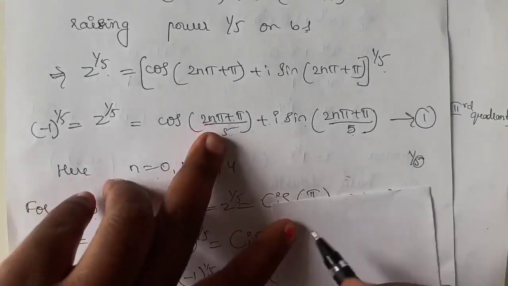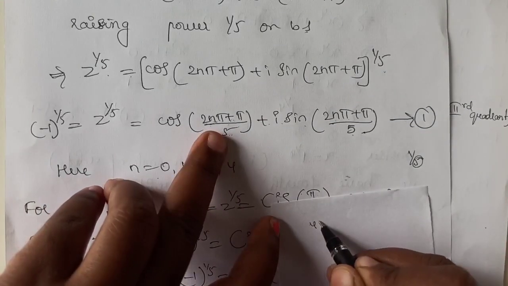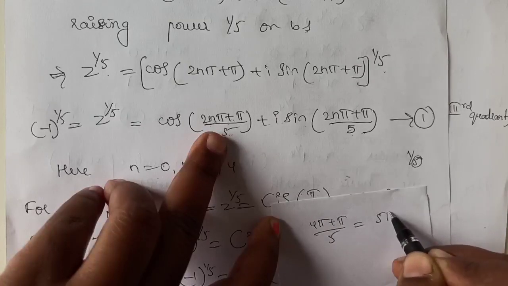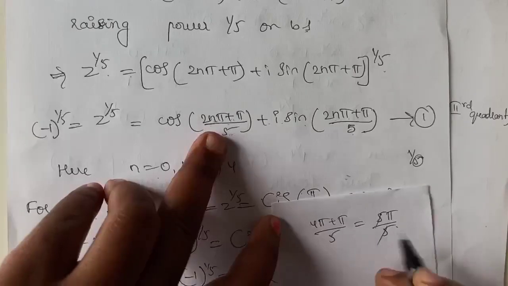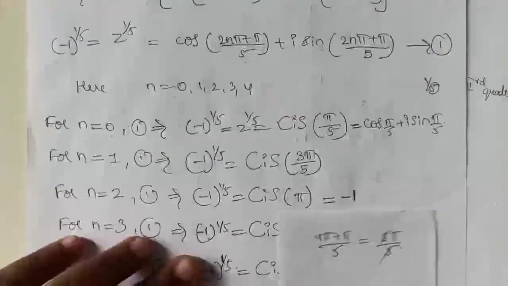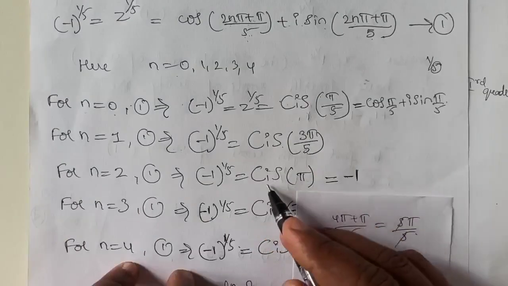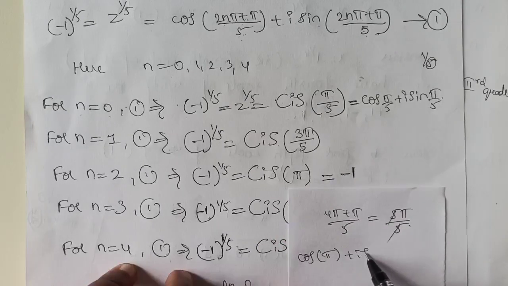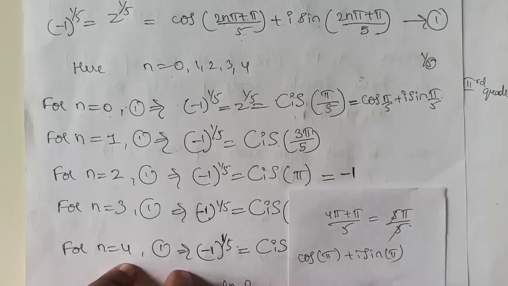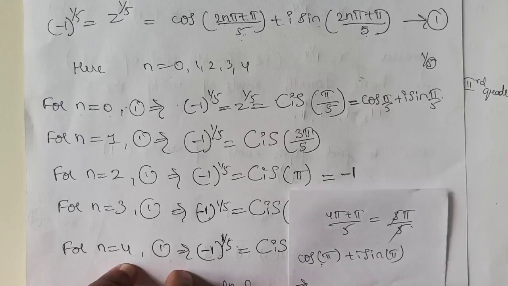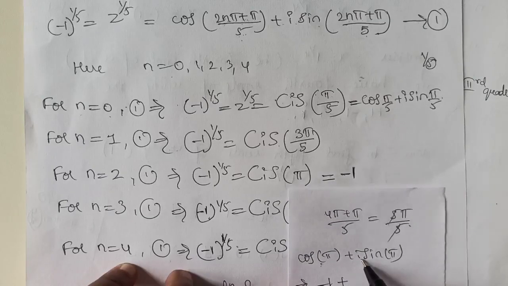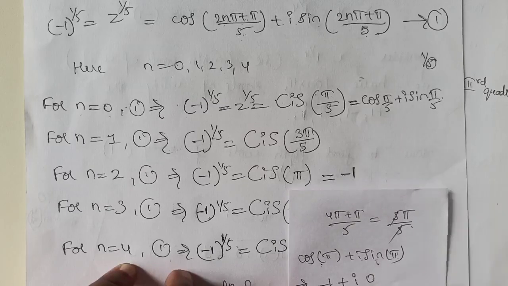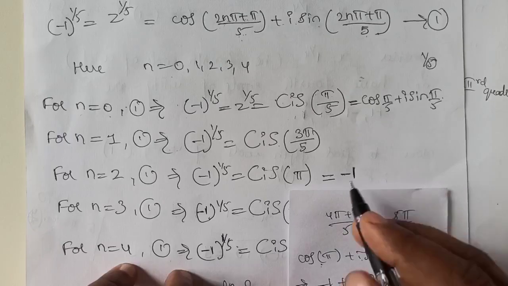So on substituting n equals 2, 2 into 2 is 4, 4π plus π divided by 5, which equals 5π by 5. The 5 cancels, we get π. Now cos of π plus i sin of π. Cos π equals minus 1, plus i into sin π, which is 0. Therefore the answer is minus 1.